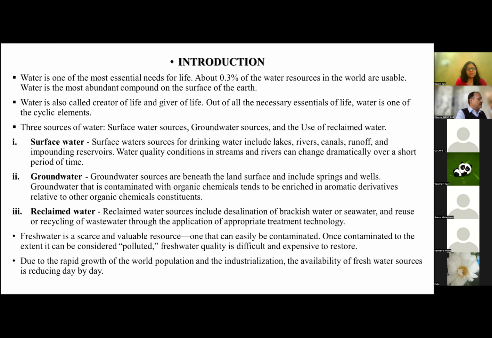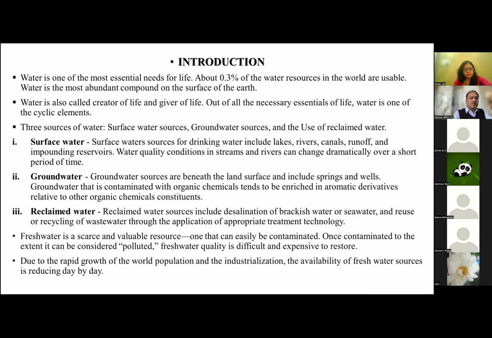Then the third is reclaimed water. Reclaimed water sources include desalination of brackish water or seawater and reuse or recycling of wastewater through the application of appropriate treatment technology.